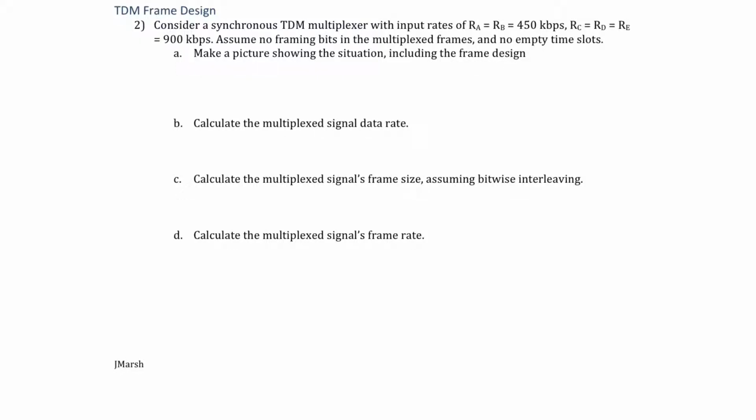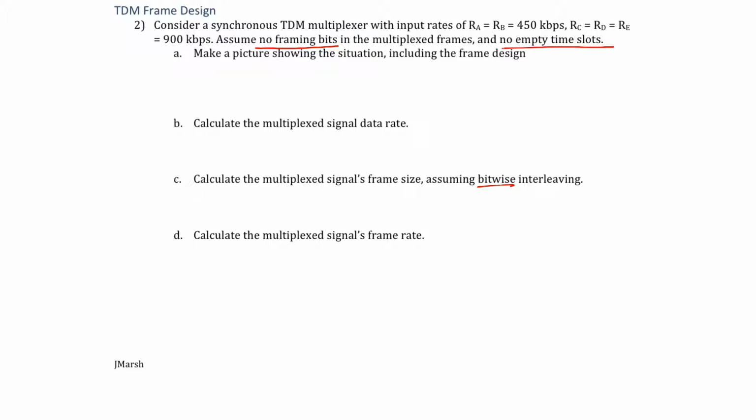Okay, here's an example of some synchronous TDM, but with various input data rates. We've got two inputs at 450 kilobits per second and three inputs at 900 kilobits per second. And we have no framing bits and no empty time slots, and we are asked to figure out how we can design a frame here.